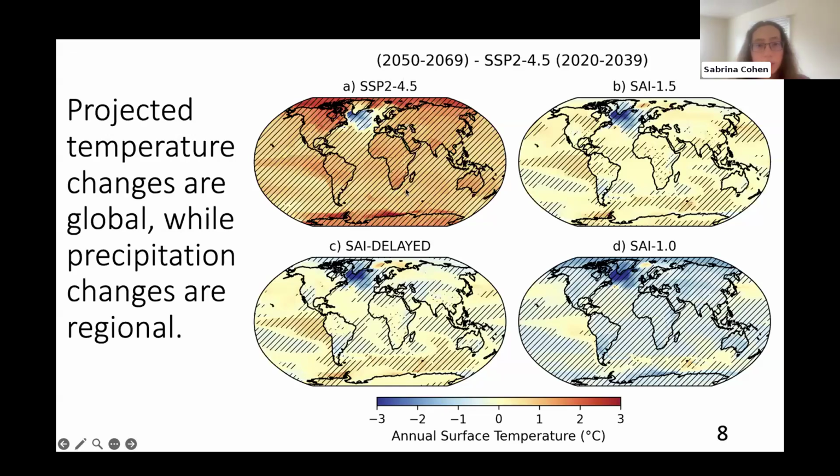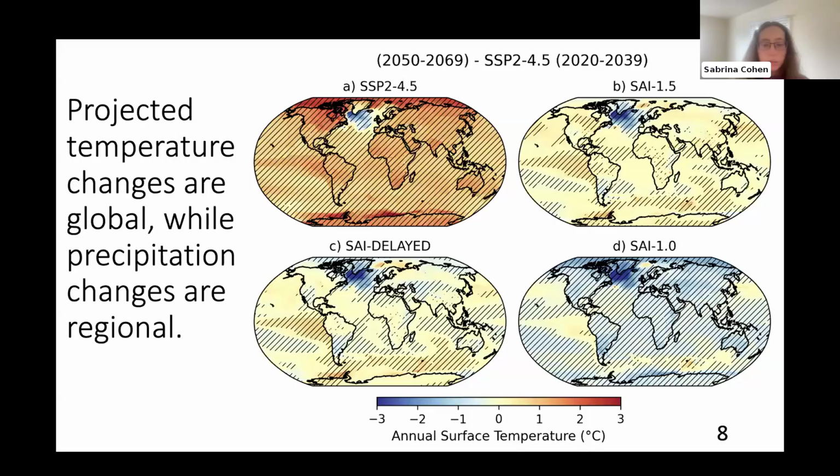All right, so if you look here at the top left, we see this is the climate change scenario. The dashes, the diagonal lines, indicate that there's a statistically significant change. So we can see that under the climate change scenario, annual surface temperature increases by several degrees Celsius compared to the present day, more or less 2020 to 2039. And if we go to panel B here, in SAI 1.5, we can see that temperatures more or less stay the same in the 2050 to 2069 period relative to the present day. We can see more or less a similar case in SAI delayed. And then in SAI 1.0, we can see that the temperatures are actually cooled. Several decades from now, they're projected to be cooled relative to the present day.